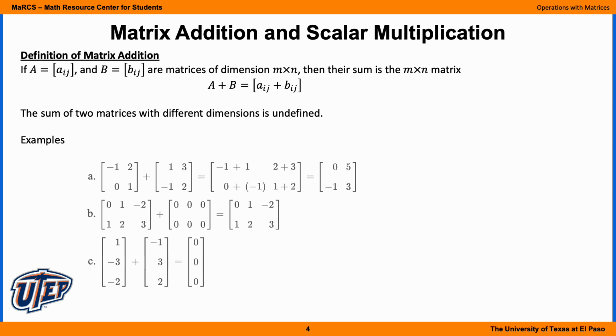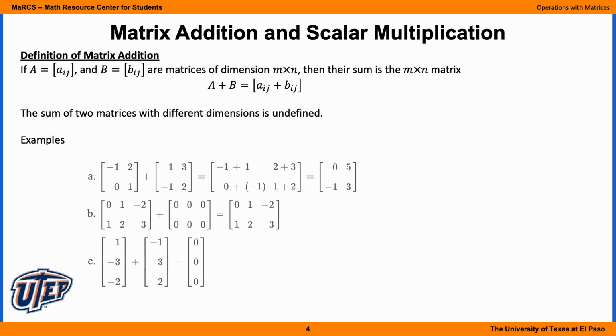For the second example, we're given two matrices, both having 2 rows and 3 columns. So both of them have dimensions 2 by 3, so the resulting sum will be a 2 by 3 matrix. For the first matrix, we have entries 0, 1, -2, 1, 2, 3. And for the second matrix, they are all 0 entries. So that means the sum will just be the first matrix. Now for the third example, we are given a matrix with 3 rows and 1 column, so 3 by 1, and we are adding its additive inverse. So 1 plus -1 gives us 0, -3 plus 3 gives us 0, and -2 plus 2 gives us 0.